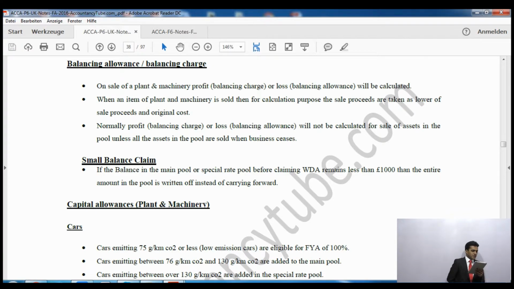When an item of plant and machinery is sold, then for calculation purposes, the sale proceeds are taken as the lower of sales proceeds and original cost. Normally, the profit, balancing charge or loss will not be calculated for the sale of assets in the pool, unless the assets in the main pool are sold when the business ceases. So we will only calculate it when the business ceases, but we do not normally calculate it.